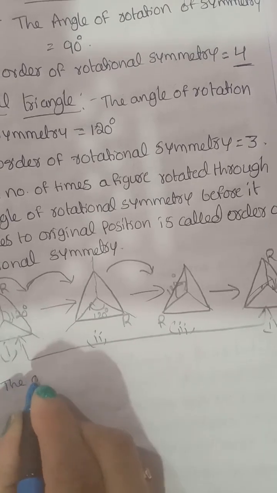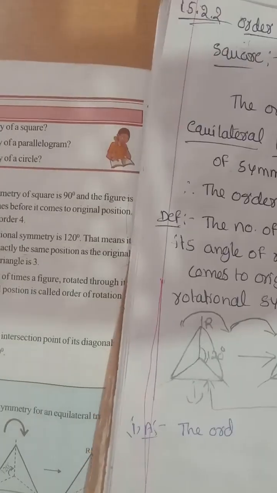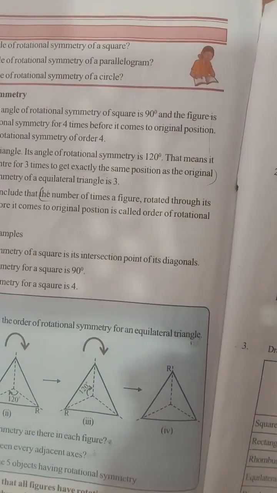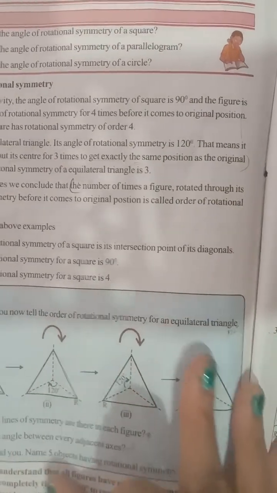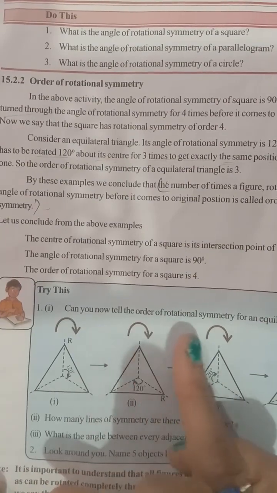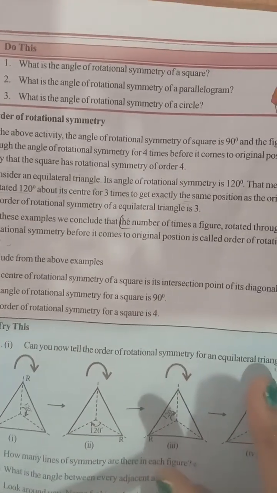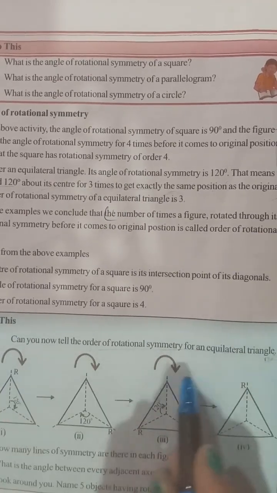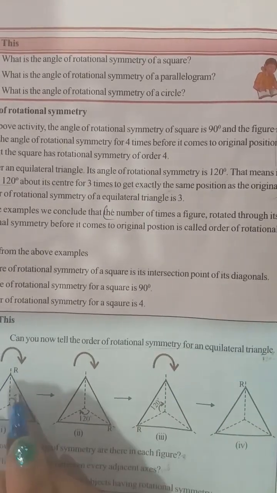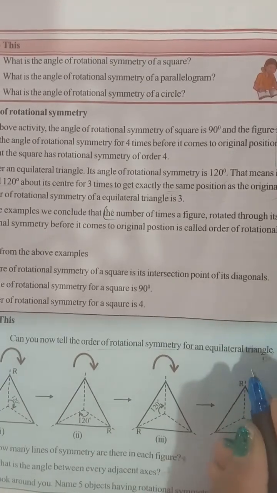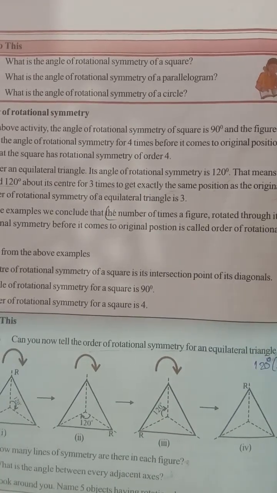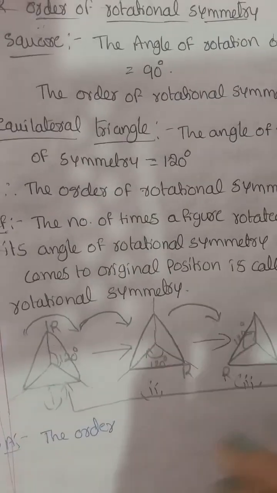So here are some questions also, Gagan Sai, in your textbook. That is why I am asking some questions, Gagan Sai. Can you now tell the order of rotational symmetry for an equilateral triangle? The angle of rotation every time is 120 degrees, for 3 times only. How many times? 3 times. That is the first answer. Okay? Write the answer.